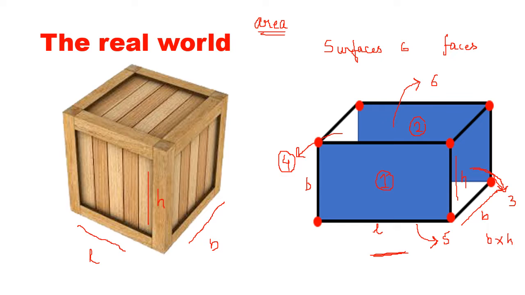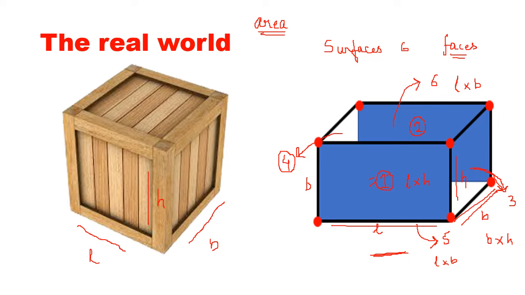Surface 5, which is the bottom, has got the length and the breadth. So surface 5 has got length and the breadth, and surface 6 also has length and breadth. And surface 1 again has got length and height. So surface 1 is length into height. Now this 3-dimensional object has got 6 surfaces. They are also called the faces, which we did in the previous chapter.